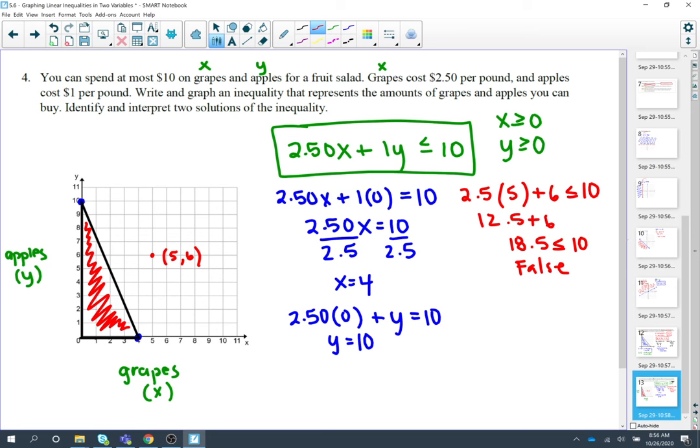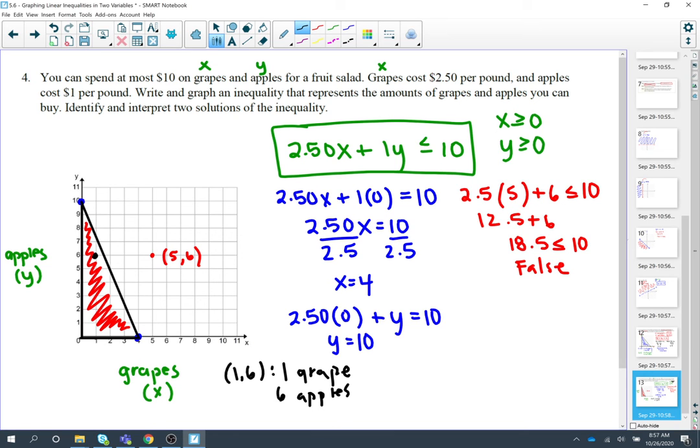Then it says identify and interpret two solutions of the inequality. Now again, keep in mind we're not doing fractions here because we're not buying half of the grapes or half of the apple. You can't cut an apple in half and leave the store. So I'm going to choose the point (1, 6), which means I could buy 1 bag of grapes and 6 apples and still be within my budget.